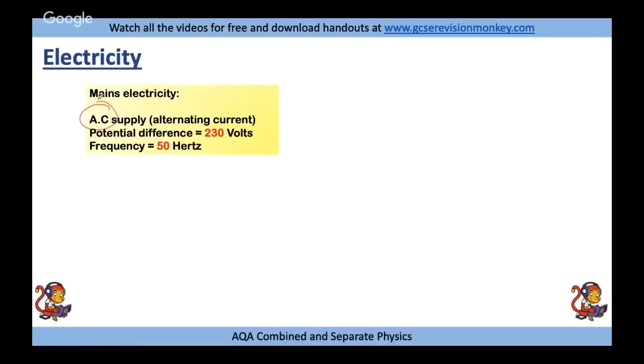The UK main supply, so what we get out of plugs, is AC. Now, if I was to draw that on a graph there, alternating current. So the voltage goes backwards and forwards, and the current does go backwards and forwards. Potential difference is 230 volts. You just got to remember that for 24 hours and you'll never need to know it again. 230 volts. And our frequency is 50 hertz.